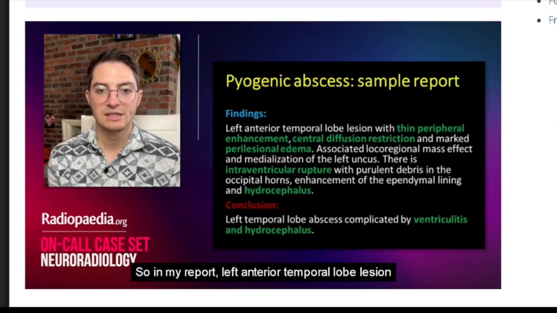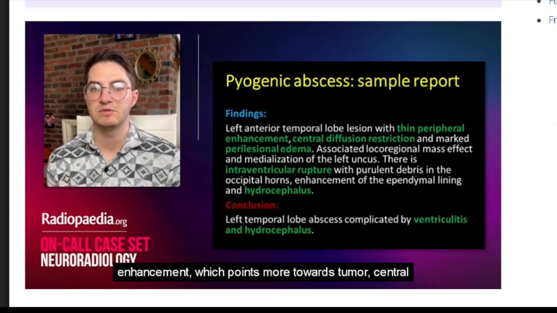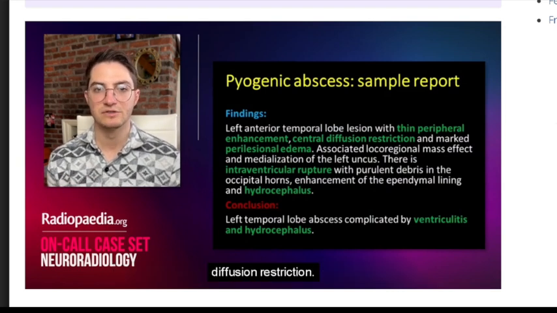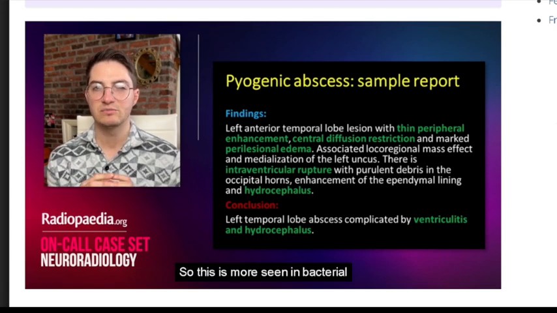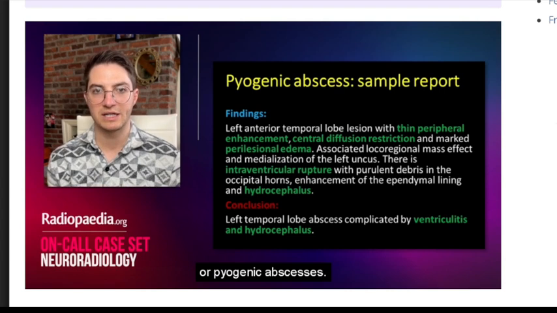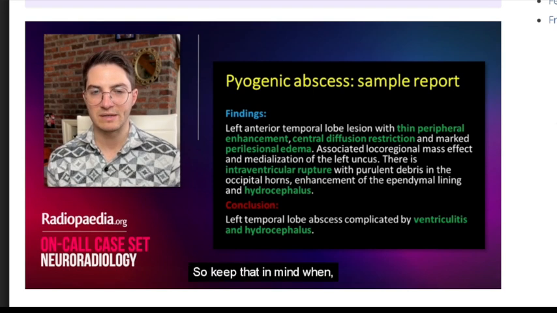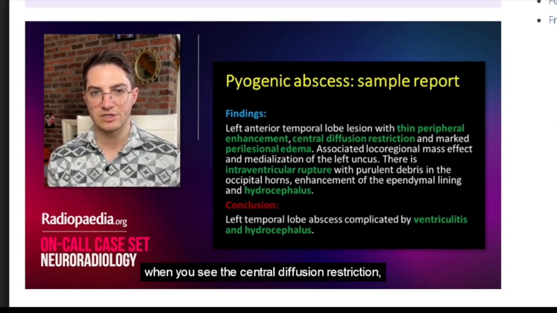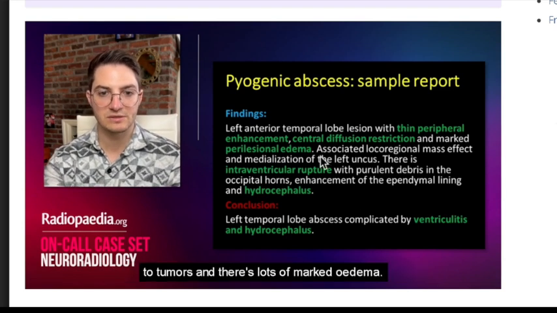So in my report, left anterior temporal lobe lesion with thin peripheral enhancement rather than thick nodular enhancement, which points more towards abscess rather than tumor, central diffusion restriction, and just one more point here, central diffusion restriction is because of the viscous purulent debris. This is more seen in bacterial or pyogenic abscesses. It doesn't really necessarily apply to fungal or other atypical infections. So keep that in mind when you see the central diffusion restriction. We're talking about bacterial abscesses in comparison to tumors.